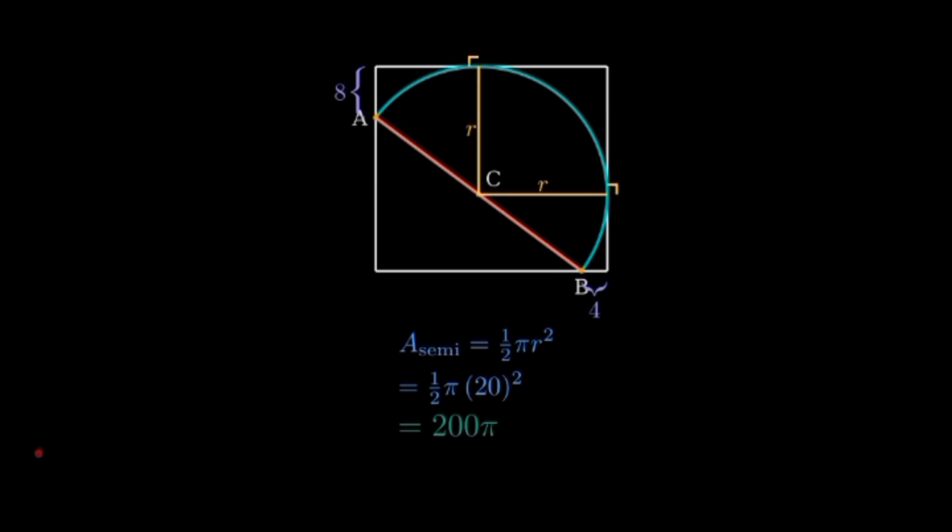With r equals 20, the top tangency point is directly above the center at a distance 20, and the right tangency point is directly to the right at distance 20, matching the diagram perfectly. Now compute the area of the semicircle.